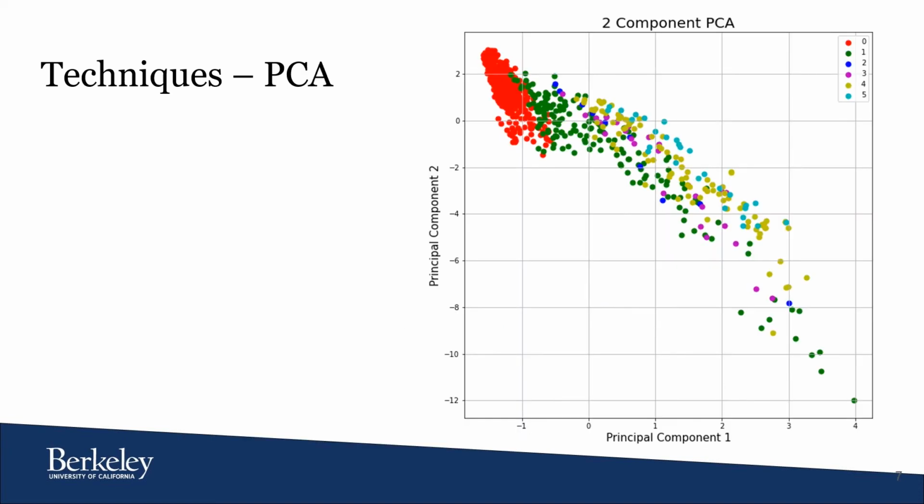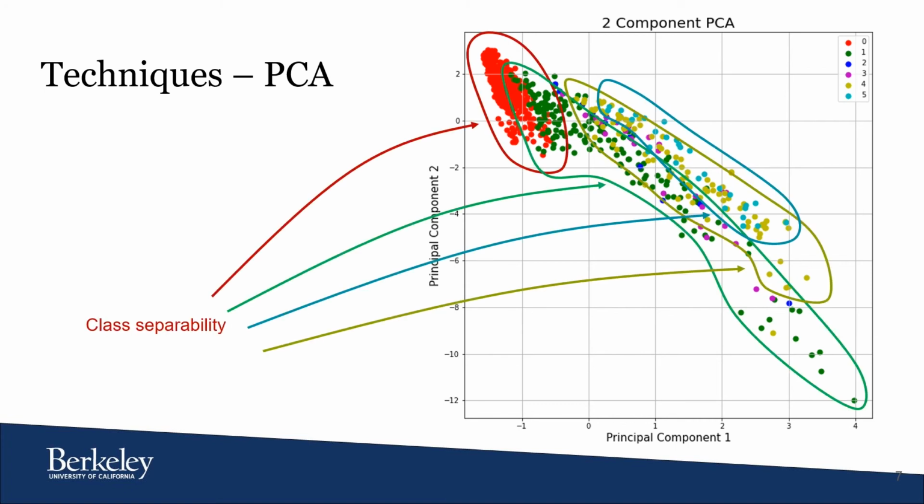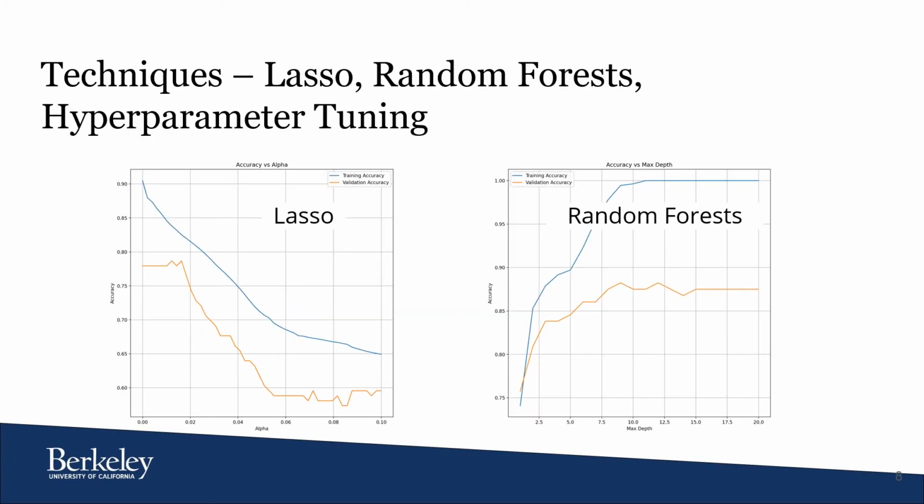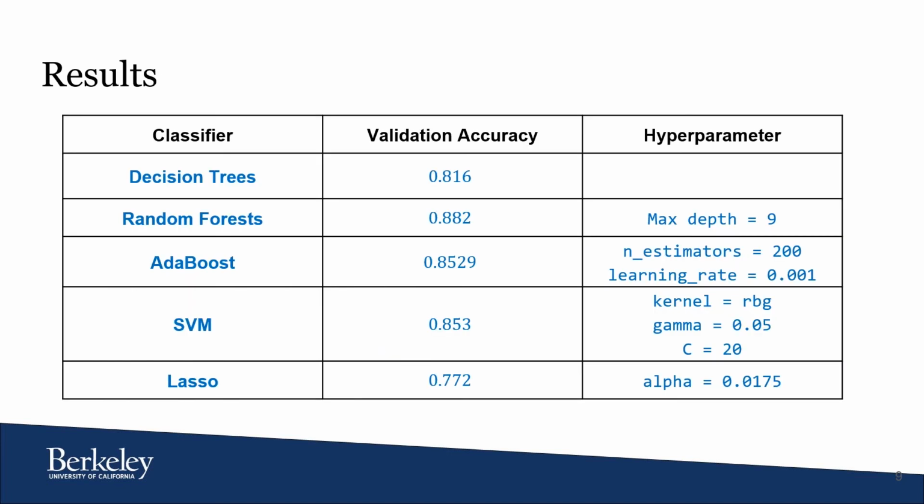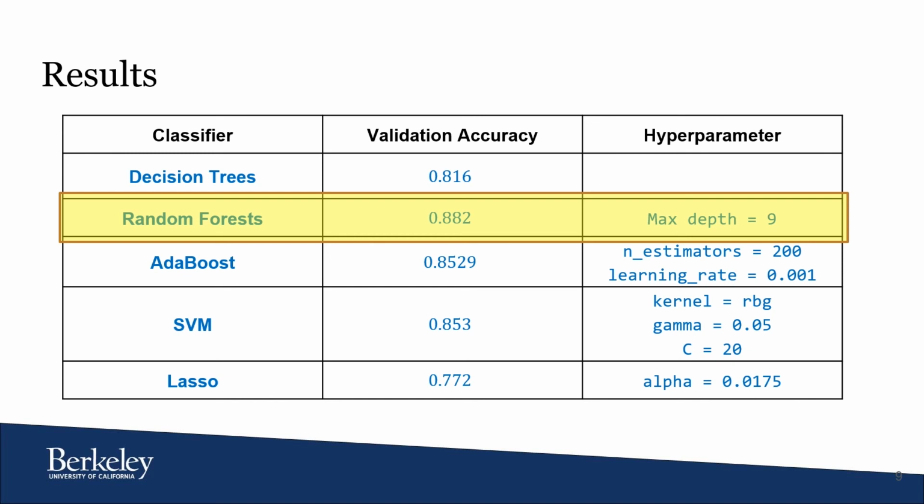One other thing that we looked at was class separability through PCA. We found that there is a fair amount of class separability, especially between damage states 0 and the rest. One final technique that we applied was hyperparameter tuning for Lasso's regularization term, the depth of the random forest, and learning rate and number of learners for AdaBoost. We did hyperparameter tuning for all classifiers and found that they greatly improved validation accuracy. In the end, we found that random forest had the highest validation accuracy, though all classifiers performed fairly well with at least an accuracy of 77%.